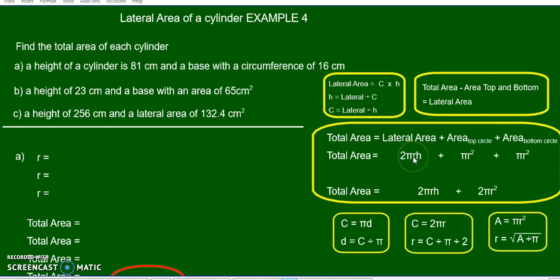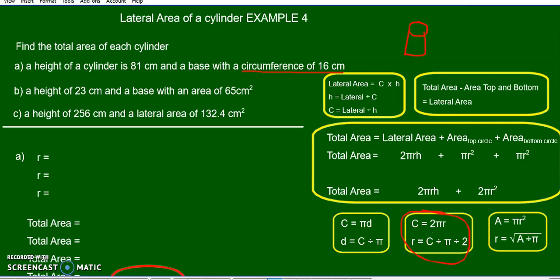We don't know the radius, but we do know the circumference of the base. So remember, the cylinder looks like this. We know the circumference of the base or the top. It's the same thing. So if we know the circumference, how can we find the radius? Well, we have to look at these two formulas over here. If we know the circumference, divide by pi, then divide by 2, and that'll give us the radius.